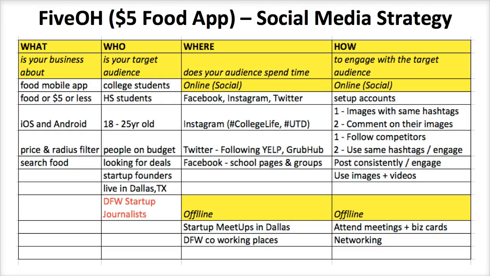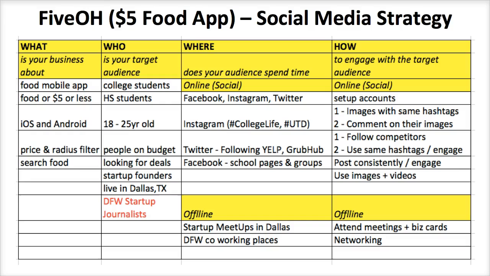So it's a food mobile app. People will find food for $5 or less. It's going to be on both iOS and Android platforms. People will have the ability to change price and radius. And also they will be able to search different food items like pizza or a burger by using keywords.